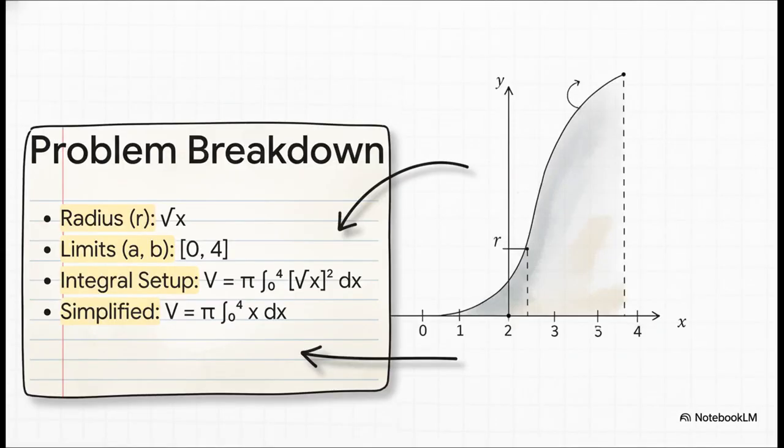So let's break this down. Our radius, r, is just the height of the function itself, which is the square root of x. The problem tells us our limits, our boundaries, from 0 to 4. We just plug that straight into our formula. Volume equals pi times the integral from 0 to 4 of the square root of x, squared dx. And check this out, it simplifies so nicely to just pi times the integral of x.